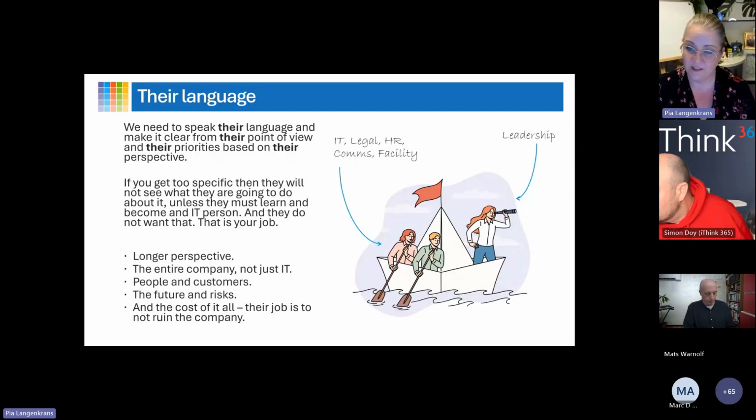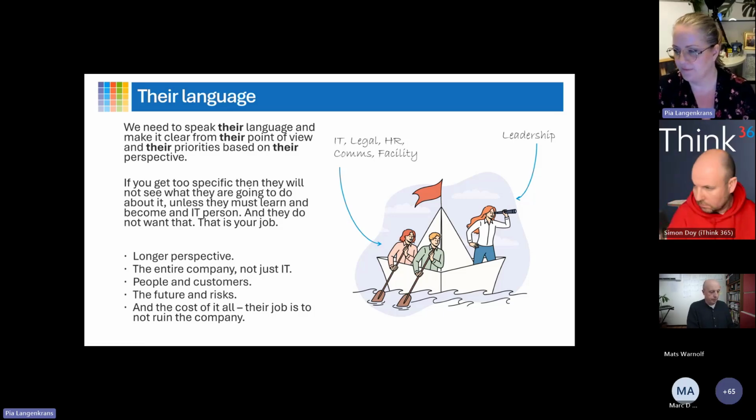IT and legal, we're in the same boat there, talking about the future and risk. It's always we don't know and we'll see and these things, but we have to help the leadership understand these things. And also the cost of it all. Their job is to not ruin the company. So if you have money that you can throw on everything, then you have another problem. You need to focus. So it's always about priorities.